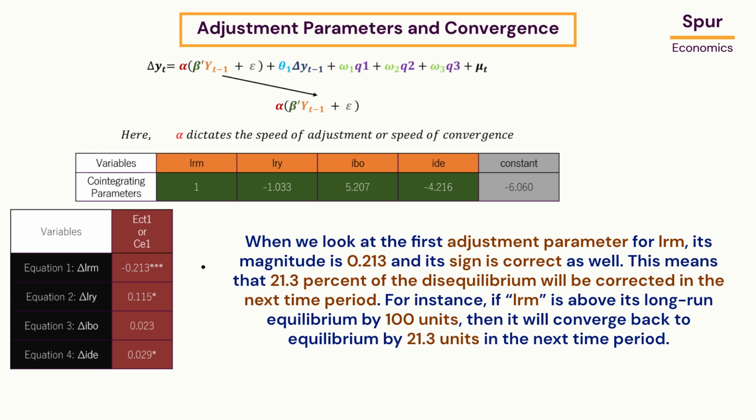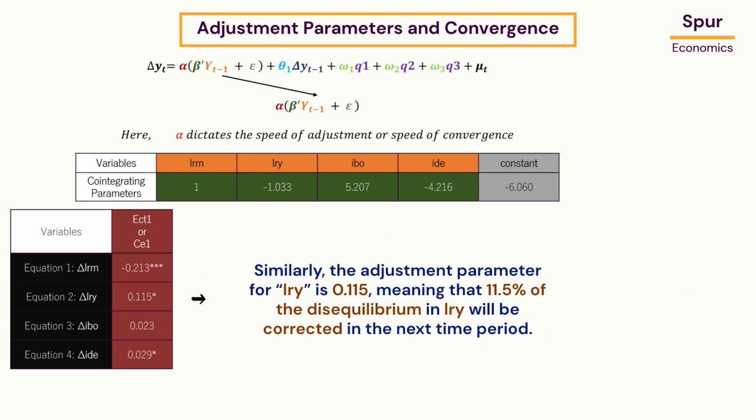When we look at the first adjustment parameter for LRM, its magnitude is 0.213 and its sign is correct as well. This means that 21.3% of the disequilibrium will be corrected in the next time period. For instance, if LRM is above its long-run equilibrium by 100 units, then it will converge back to equilibrium by 21.3 units in the next time period.